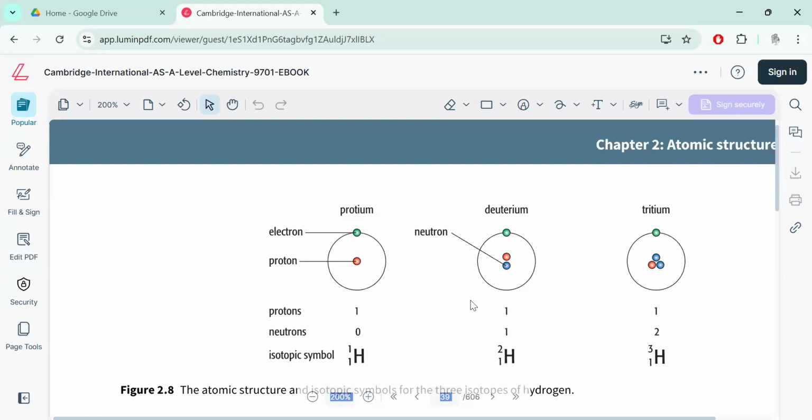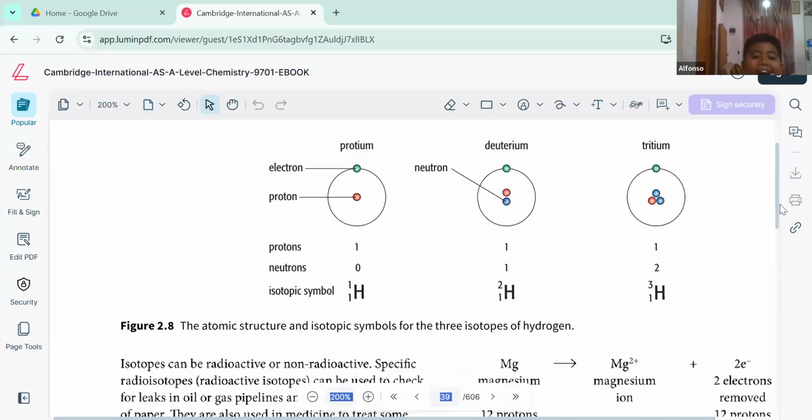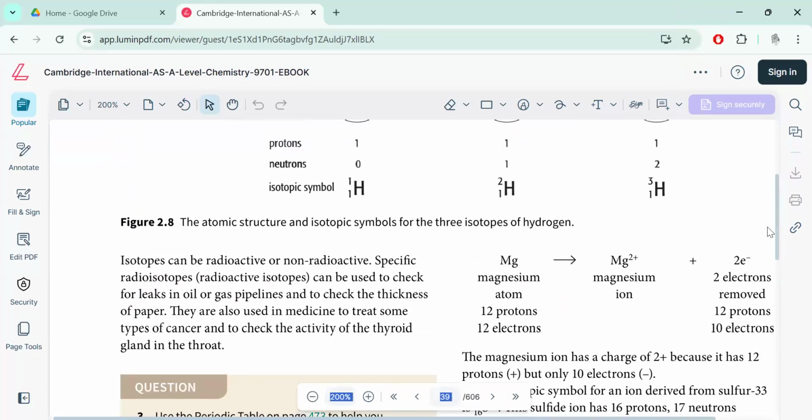So do you have any questions about isotopes so far, about this different structure of hydrogen? No. Okay, so if you have no questions, I think chapter 2 is a really short one.